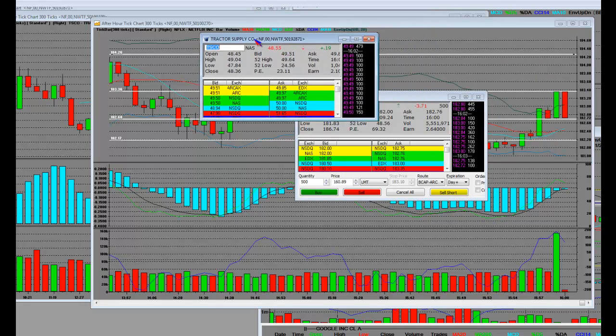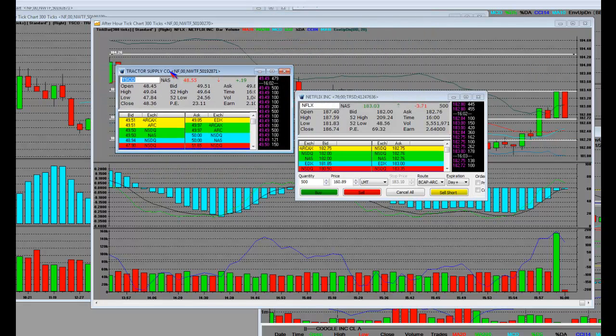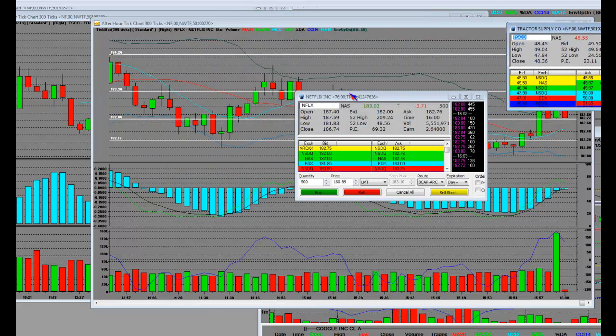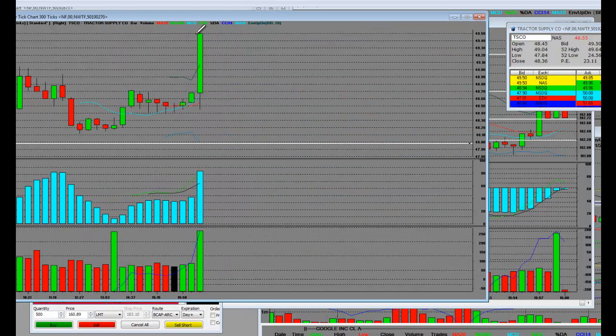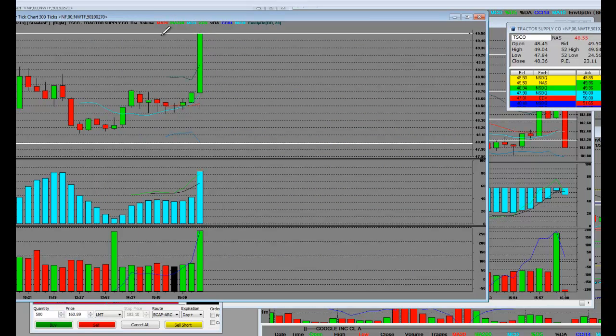Qualcomm earnings in here. We got Qualcomm. So basically, what are we going to do? We're going to put that right there. We're going to take a look at that $49.50 on that Tractor Supply. This is a 3-minute after hours tick chart.